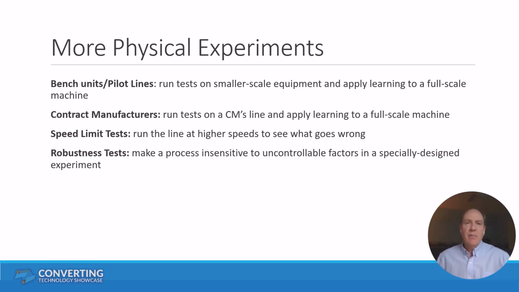And then a special type of experiment might be a robustness test. This is a style of designed experiment where you try to minimize the effect of uncontrolled factors like environmental factors or material variability, to try to choose a set of process settings that make you insensitive to those uncontrolled factors.